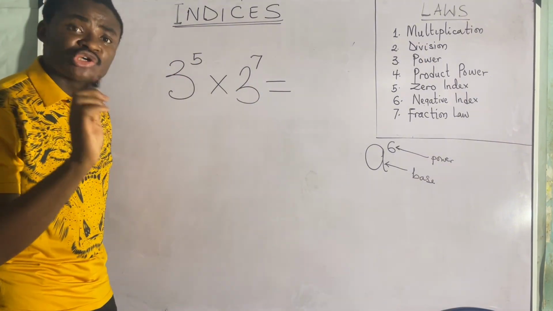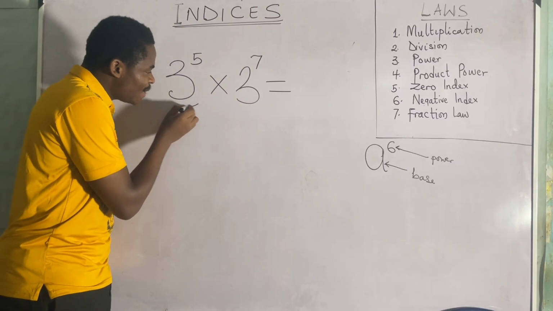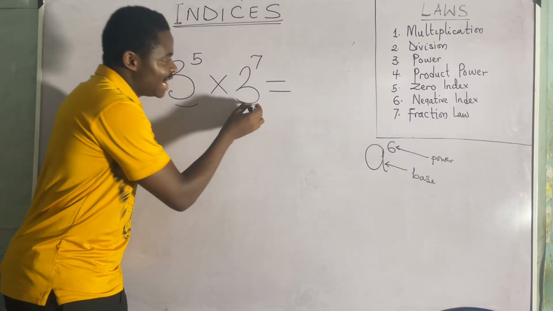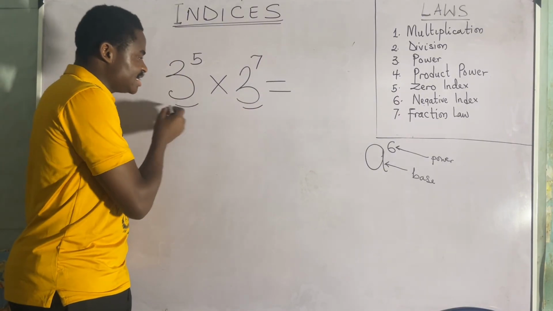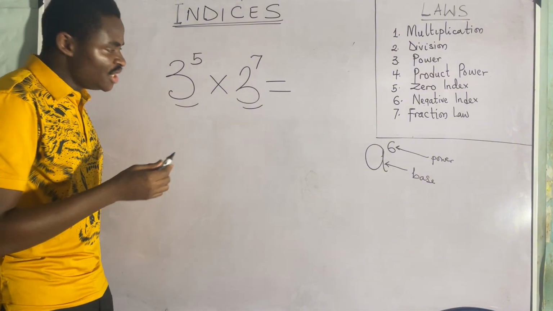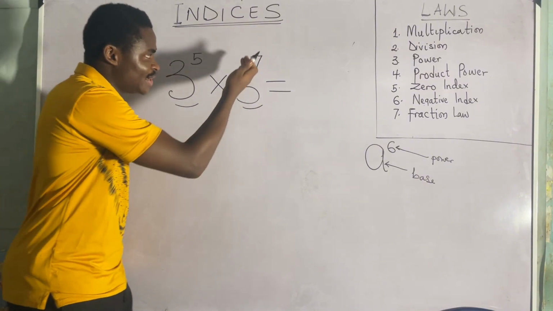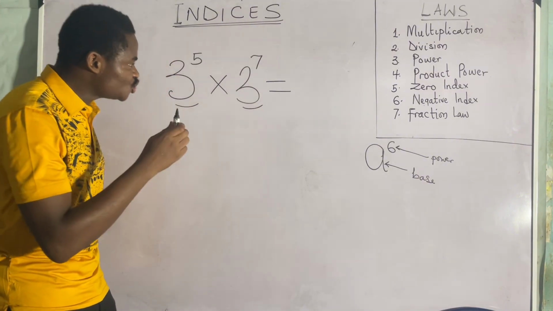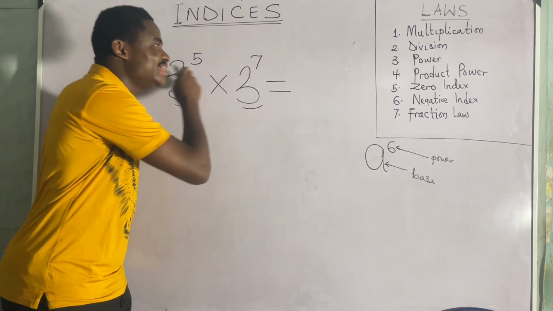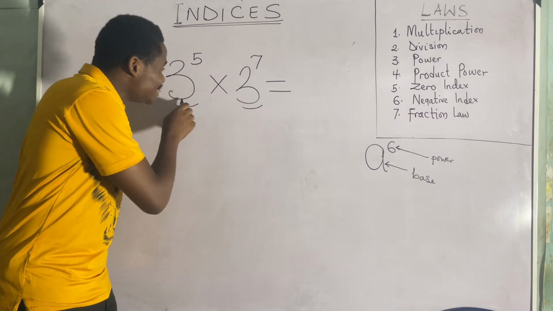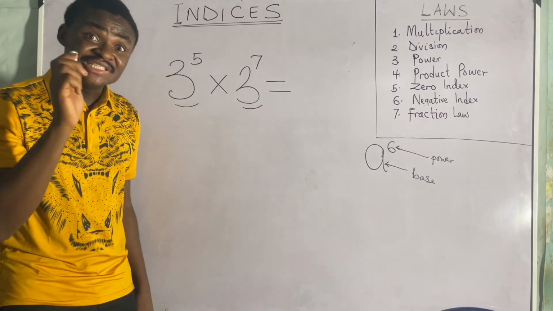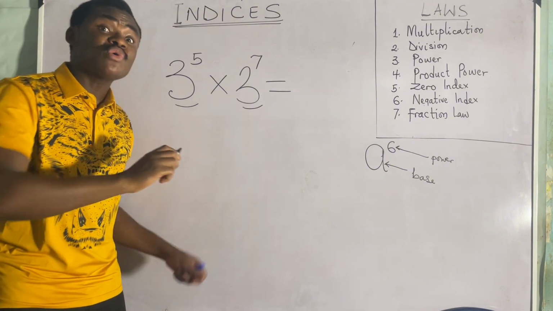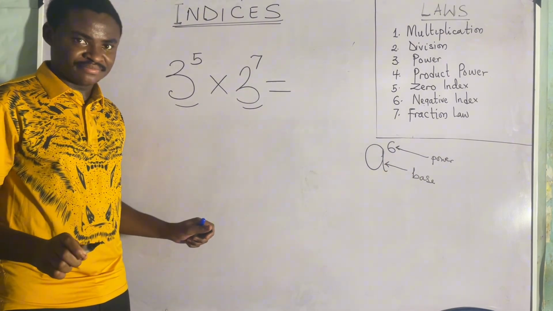The multiplication law says if you are multiplying one index notation with another index notation, you should be able to add only their powers, especially when they have the same base. This law only works when it is the same base.